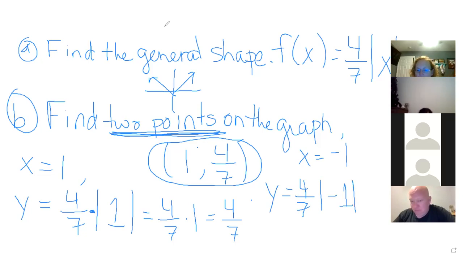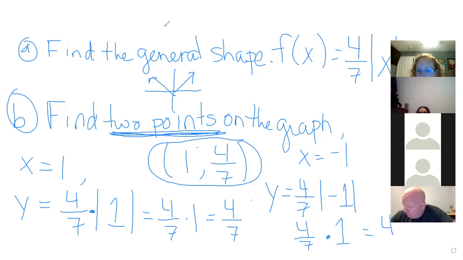Now this is where you have to be careful. Absolute value makes every single thing positive. And so that's going to be 4/7 not times -1, but times +1.